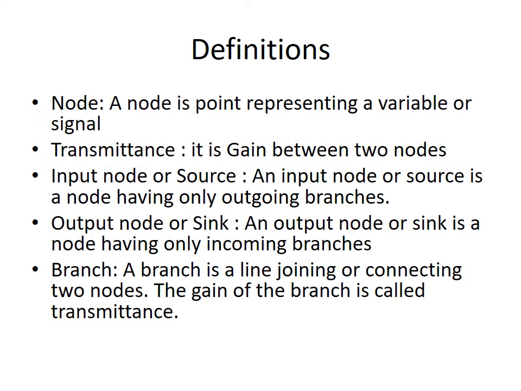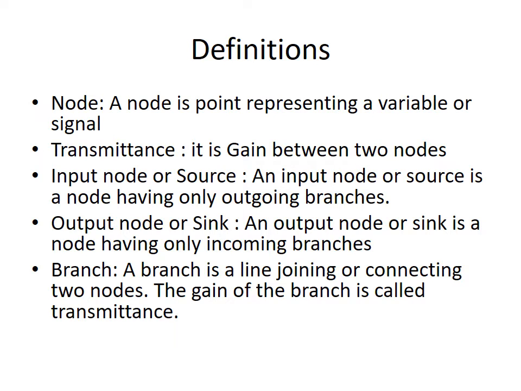And again you have an output node or sink. An output node or sink is a node having only incoming branches. That is, from this output node you will not have any signal as output. It will only absorb all the inputs. So like a sink and source you use in an electronic circuit.